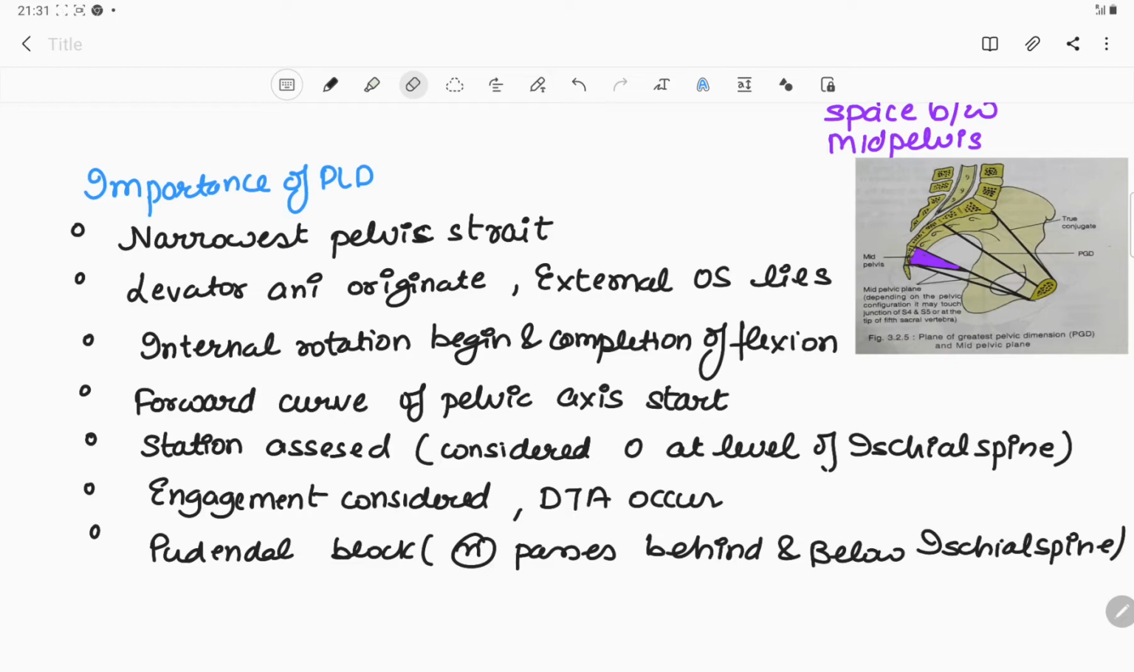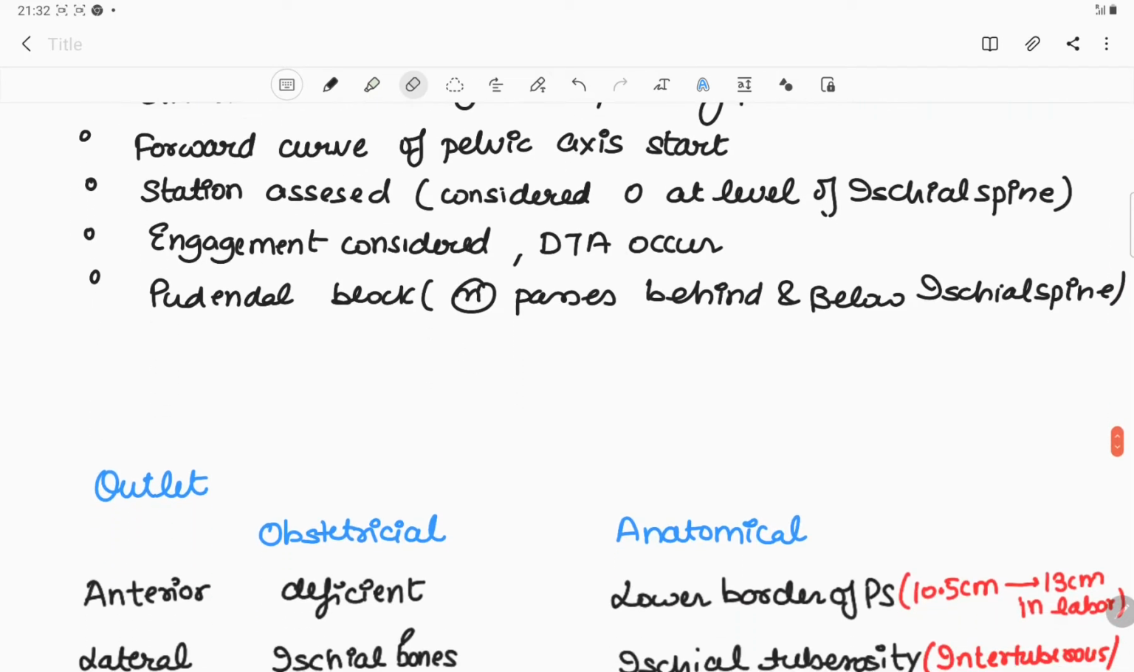It is considered to be zero at the level of ischial spine. It is the level where engagement is considered and deep transverse arrest occurs. It is the level where the pudendal block is given because pudendal nerve passes behind and below the ischial spine.